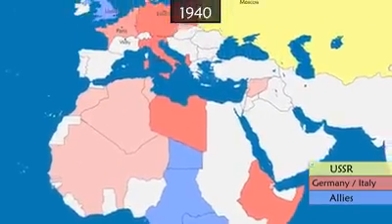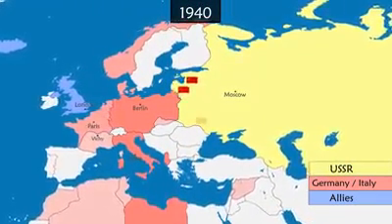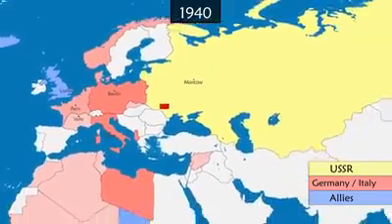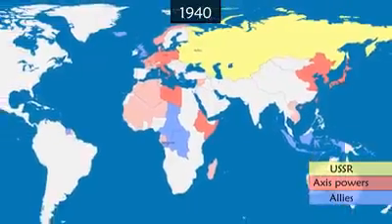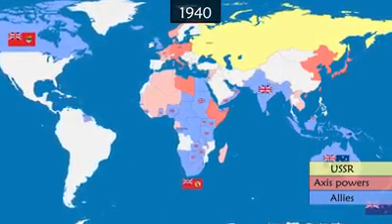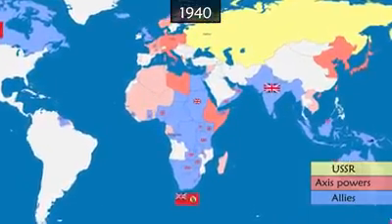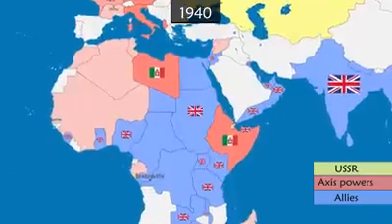Pursuant to the agreement signed with Germany, the Soviet Union seizes the Baltic states and a part of Romania. Germany, Italy and Japan combine to form the Axis powers. All dominions and British colonies, with the exception of Ireland, enter the war. In Africa, fighting begins between Italian colonies and Allied forces.